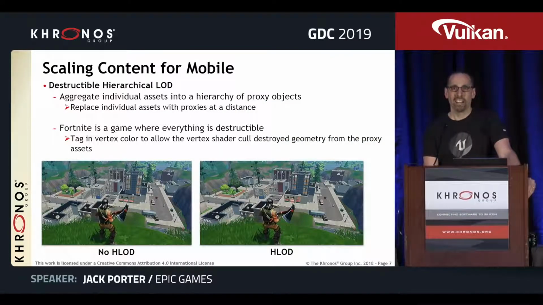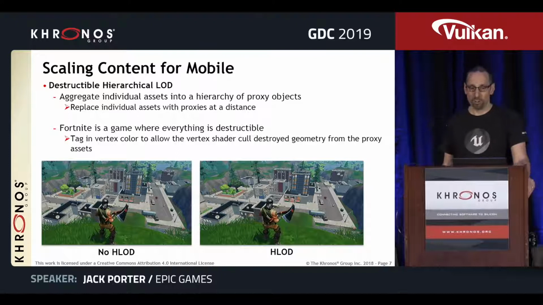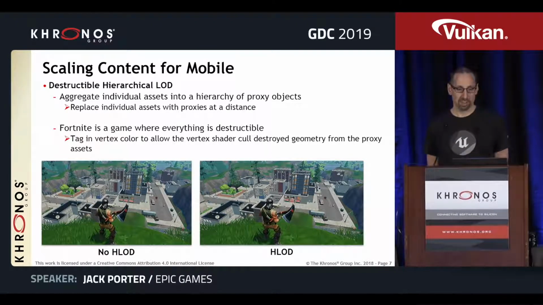The second major change we can make is aggregating content with a hierarchical LOD system. Our biggest problem on mobile, which I'll get into in detail in a second, is draw calls, and because we have so many draw calls, aggregating content is one of the best ways to deal with that. But of course, Fortnite is a game where destruction plays a big part, and being able to destroy objects means your proxy representations have to be destructible as well. So we have a small system where we can tag the destructible pieces of the geometry and remove them from the proxy assets.